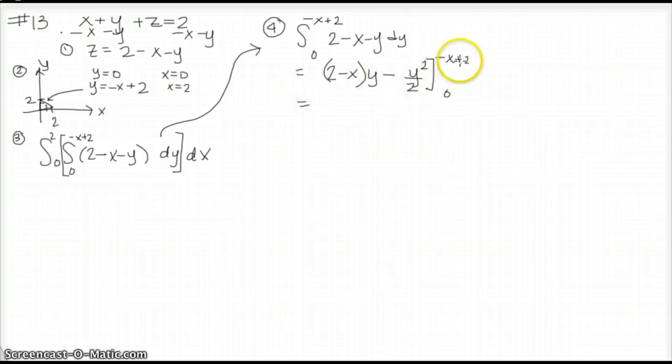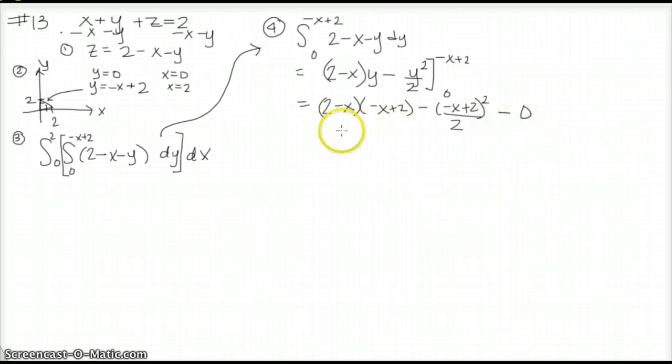And then we want to plug in our bounds, so we're going to do upper bound plugged in minus lower bound plugged in. And remember, we're integrating with respect to y, so we're plugging this upper bound in for y. Don't get confused with all your variables. We're plugging in for y in this case. So we have 2 minus x times negative x plus 2 minus negative x plus 2 squared over 2. And then when we plug in 0 for y, we get 0 at the end, so I'm not going to show that. I'm just going to write minus 0 over here.